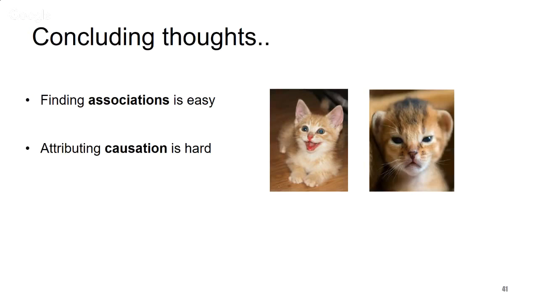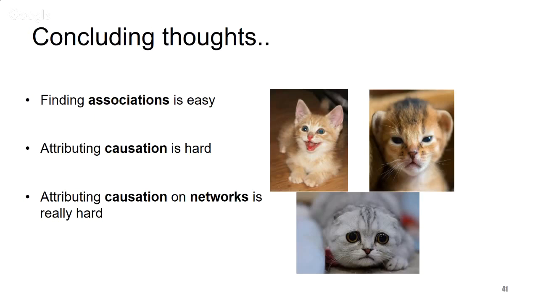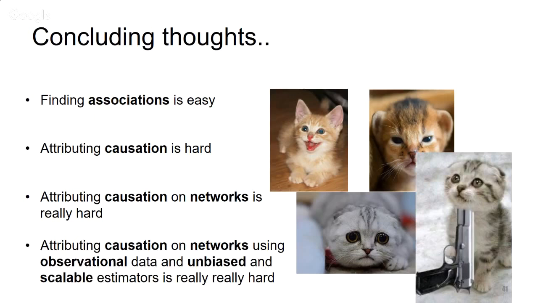Attributing causation is hard, right? Going a step further and thinking about how you can turn those correlations into policy decisions involves making causal inferences, and this is hard. Attributing causation on networks is even harder. You're going down the complexity funnel. If you want to think about peer influences on networks, this is particularly hard. And finally, doing causation on networks using observational data and coming up with unbiased and scalable estimators is really, really hard. If you're in a graduate program in the middle of your PhD, this is probably not a good time to start thinking of these problems. You get your PhD and then you can probably pivot into doing some of this research.